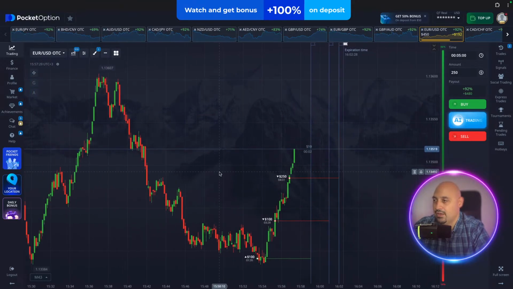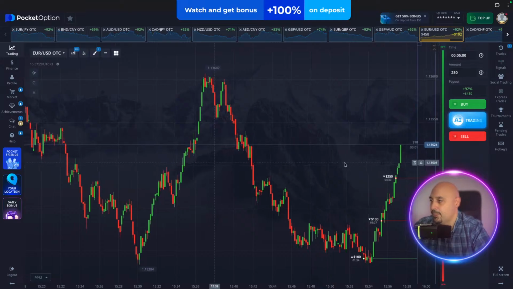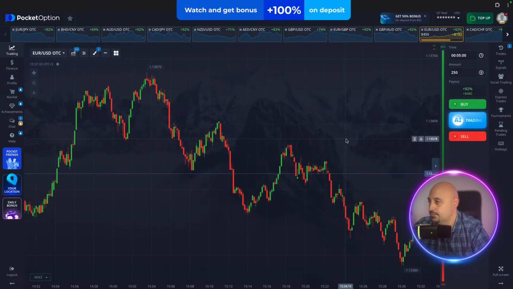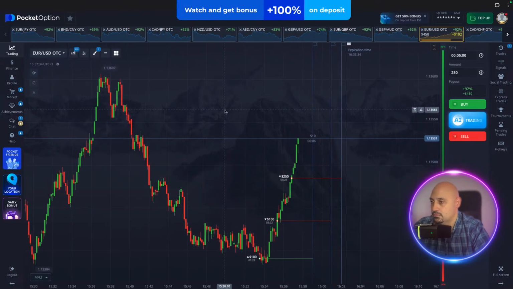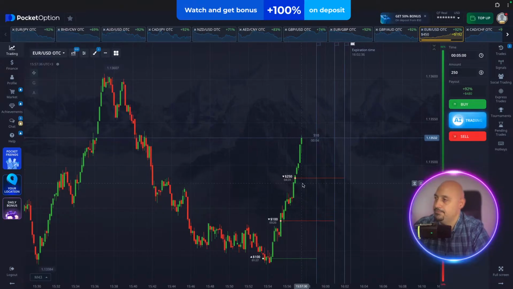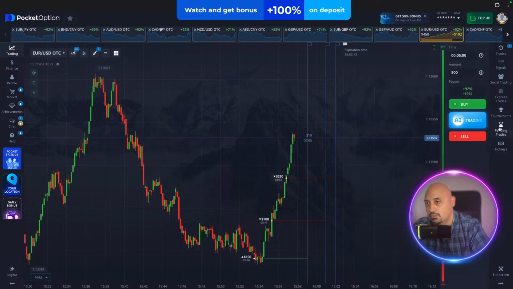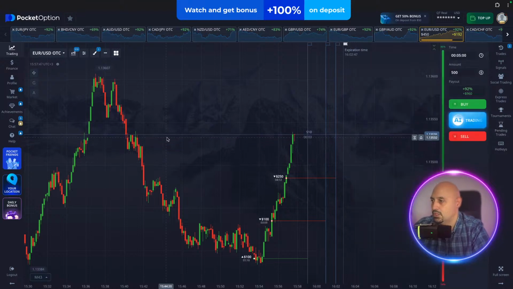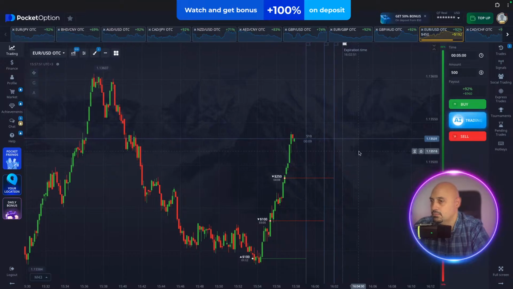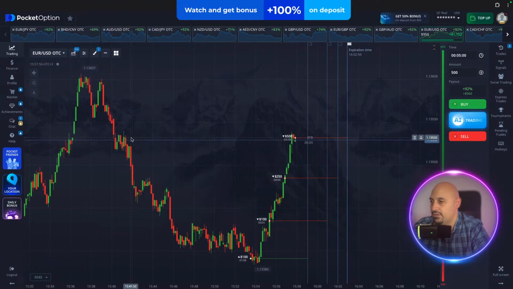That's a big kind of pullback, I would like to say. Not sure what is going on. Whoa. Another resistance here. I open another sell trade because I've hit a resistance.